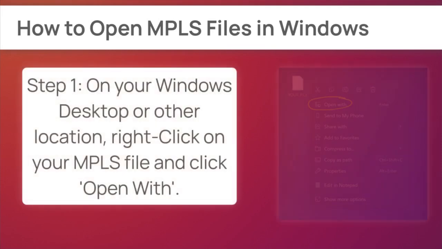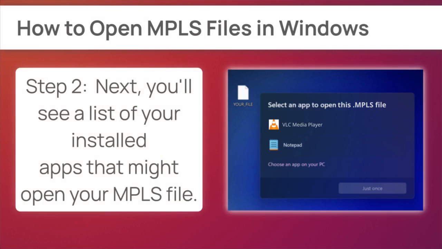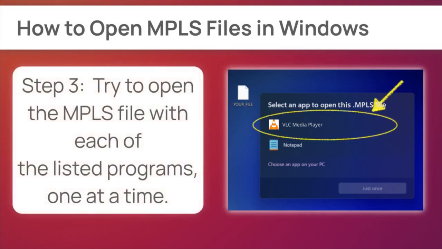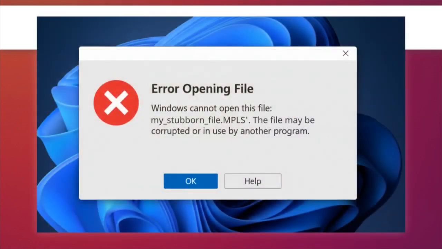Your key initial action: right-click the MPLS file and select Open With. If VLC Media Player is installed, use it. If not, choose another program. Continue testing until the MPLS file opens. If you still can't open the MPLS file, it's okay.